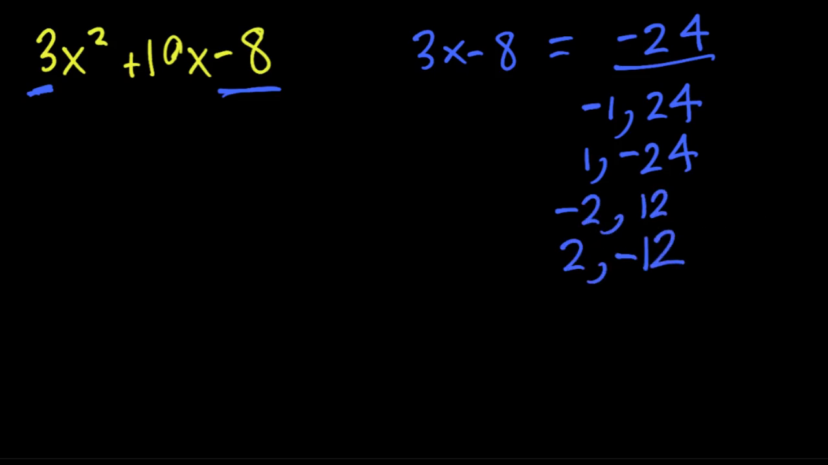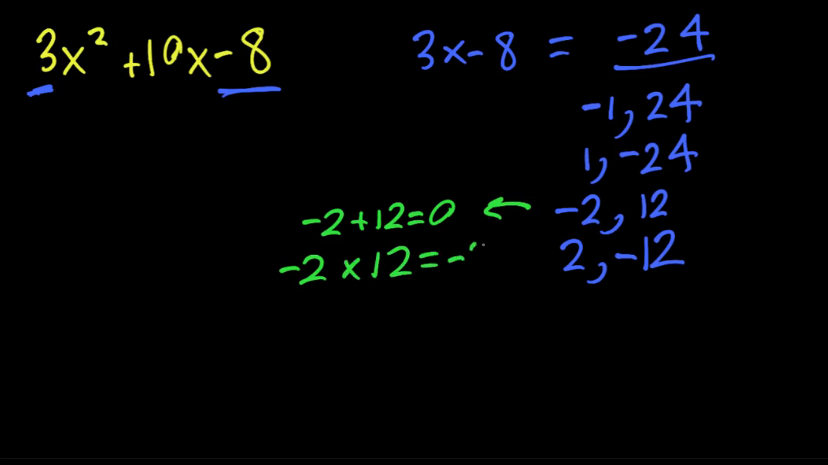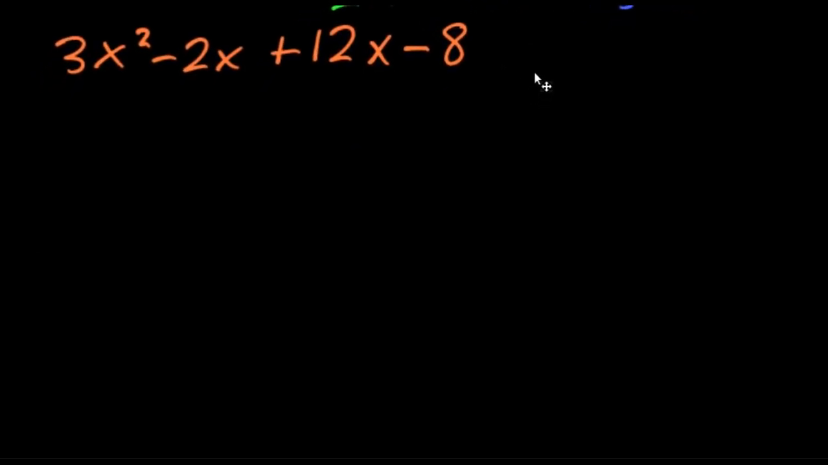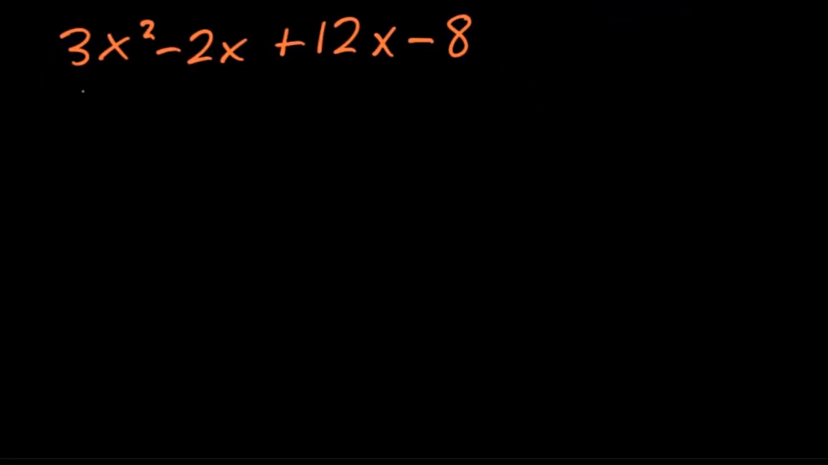And in this case, we can already stop because we know that minus 2 and 12 are going to add up to give us 10, but they're also going to multiply to give us minus 24. So these are the correct numbers that we need. So now let's rewrite the quadratic, same way we did last time. So 3x squared minus 2x plus 12x minus 8. Perfect. Okay, now let's just factorize by grouping terms once again.